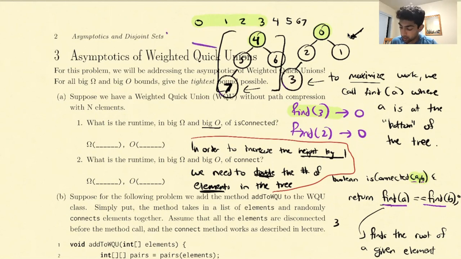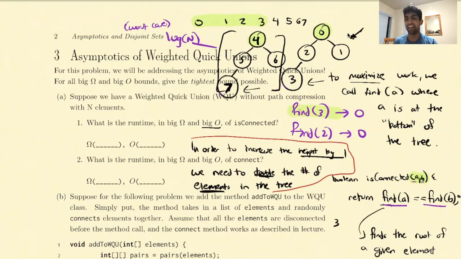So what we can say is that this is log n in the worst case, right? It's not necessarily always log n, right? Because we could potentially have a tree that looks like everybody connected to the root. This is a totally valid tree. So in the worst case, the maximum height of a tree is going to be log n.